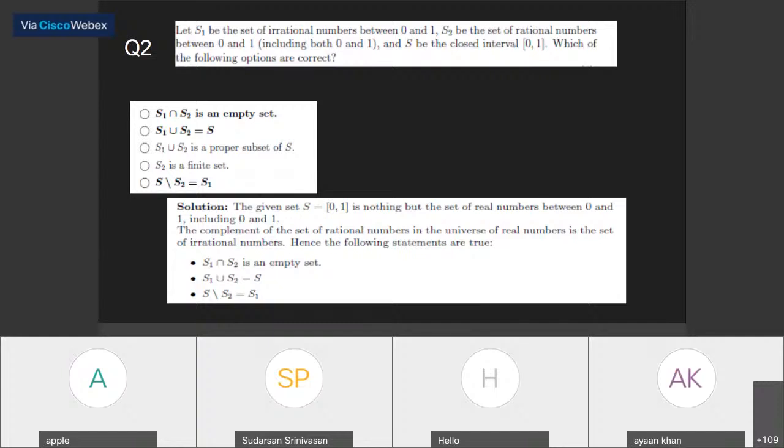a proper subset of S, A has to be contained inside S. It cannot be equal to S. It has to be contained inside S. Then it's a proper subset. If it is equal to S, then we say it's only a subset, not a proper subset. For it to be a proper subset, it has to be well contained inside S. For example, S1 and S2, if you take them individually, they are individually proper subsets of S.